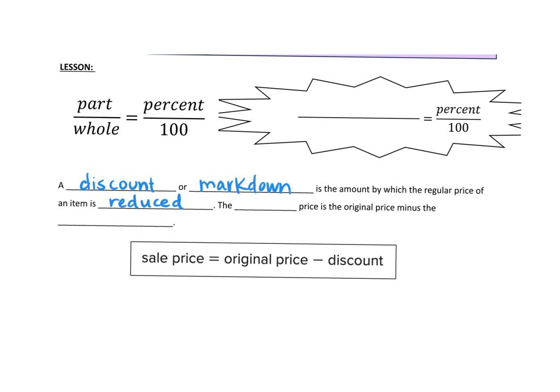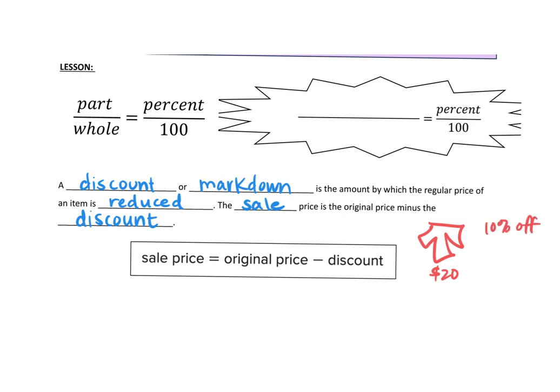The sale price is the original price minus the discount. Okay, so let's talk about that. So if you go shopping at the store and you're buying a shirt, and I say, hey, maybe full price is $20 on that shirt, but there's a coupon and I get 10% off. So that's a discount. So I get 10% off.